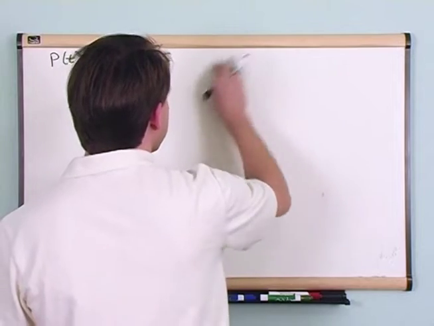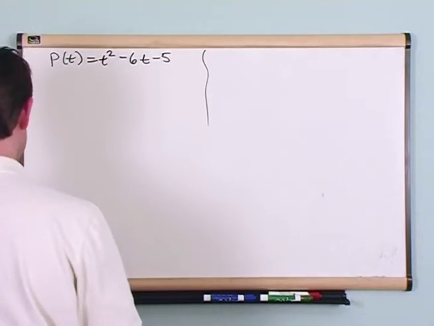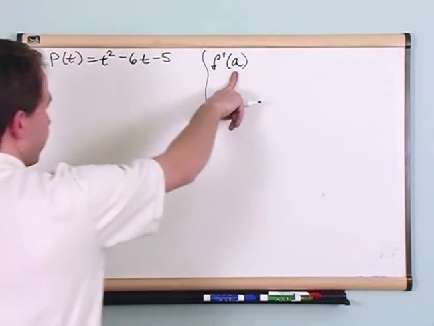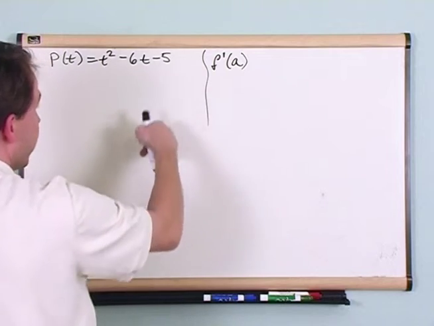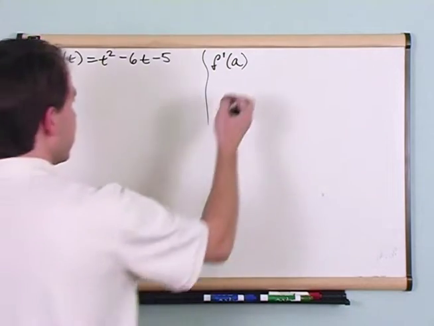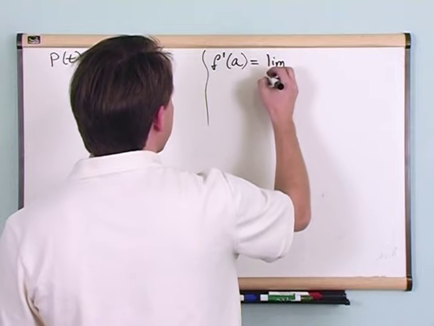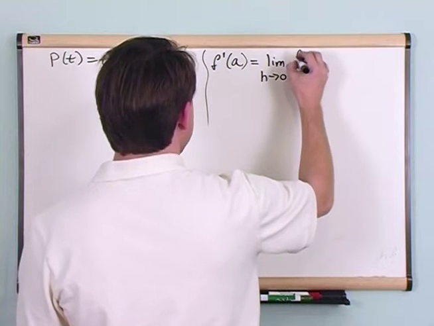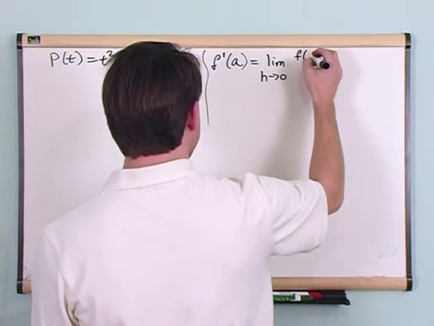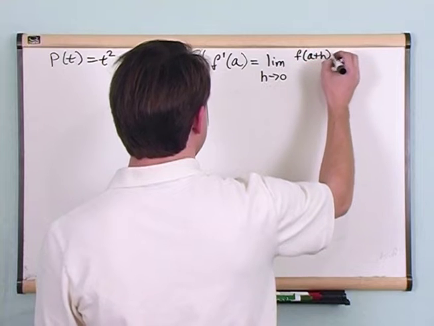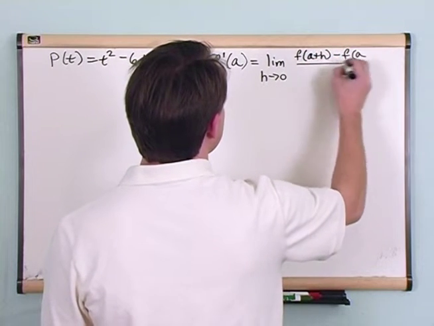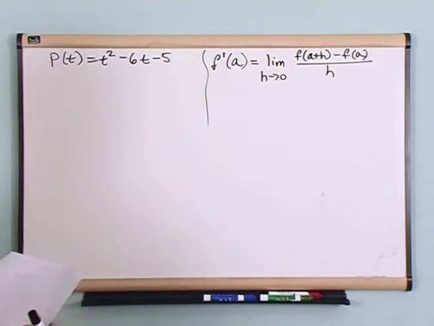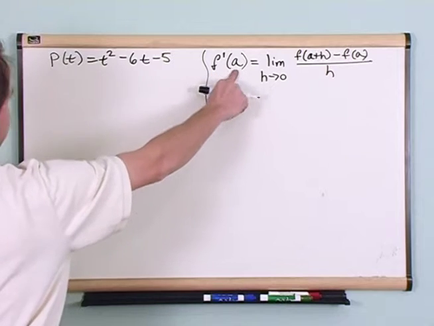Now, for your benefit, I'm going to write the definition of the derivative over here, because I know you probably haven't memorized that. The derivative at the point A, or in the previous drawing it was the point P, but it's the same thing, is equal to the limit as h approaches 0 of f of a plus h minus f of a over h. So it's the limit as h approaches 0 of this quantity. That's the definition of the derivative of the function f at the point A.